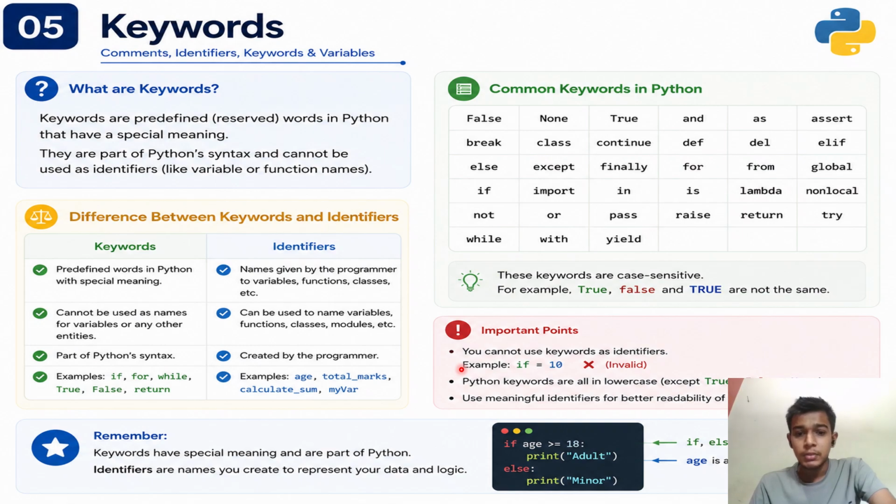Python currently has 35 keywords. In recent Python versions, it has 35 keywords. You do not need to memorize all of them. As you practice programming, you will naturally become familiar with the most commonly used keywords like if, else, for, while, return, import. Now that we understand keywords, let's move to our next topic.